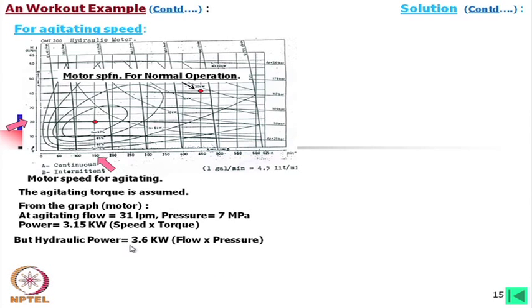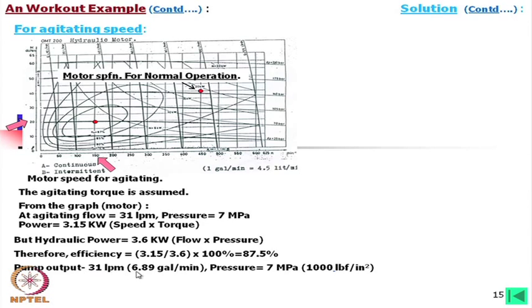But hydraulic power is 3.6 kilowatt, calculating from the flow and pressure terms. Therefore, efficiency is around 87.5%. So within this zone, even the efficiency is showing like this, not showing 100%, and this seems to be correct.